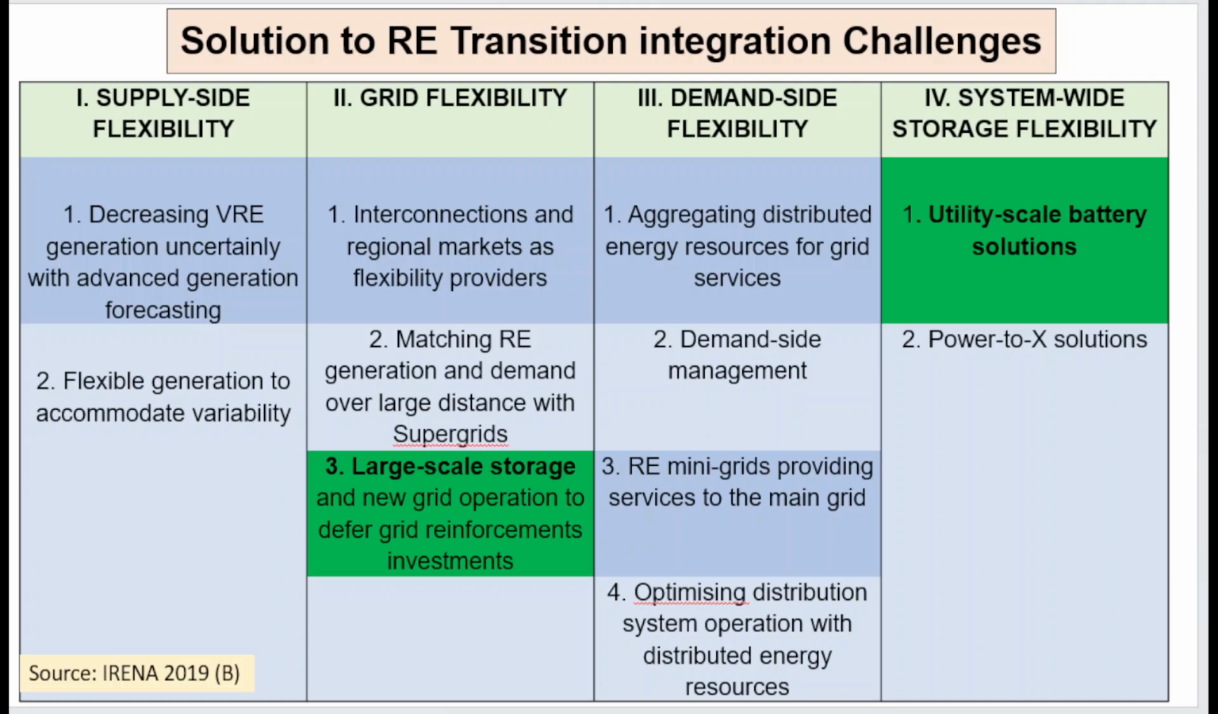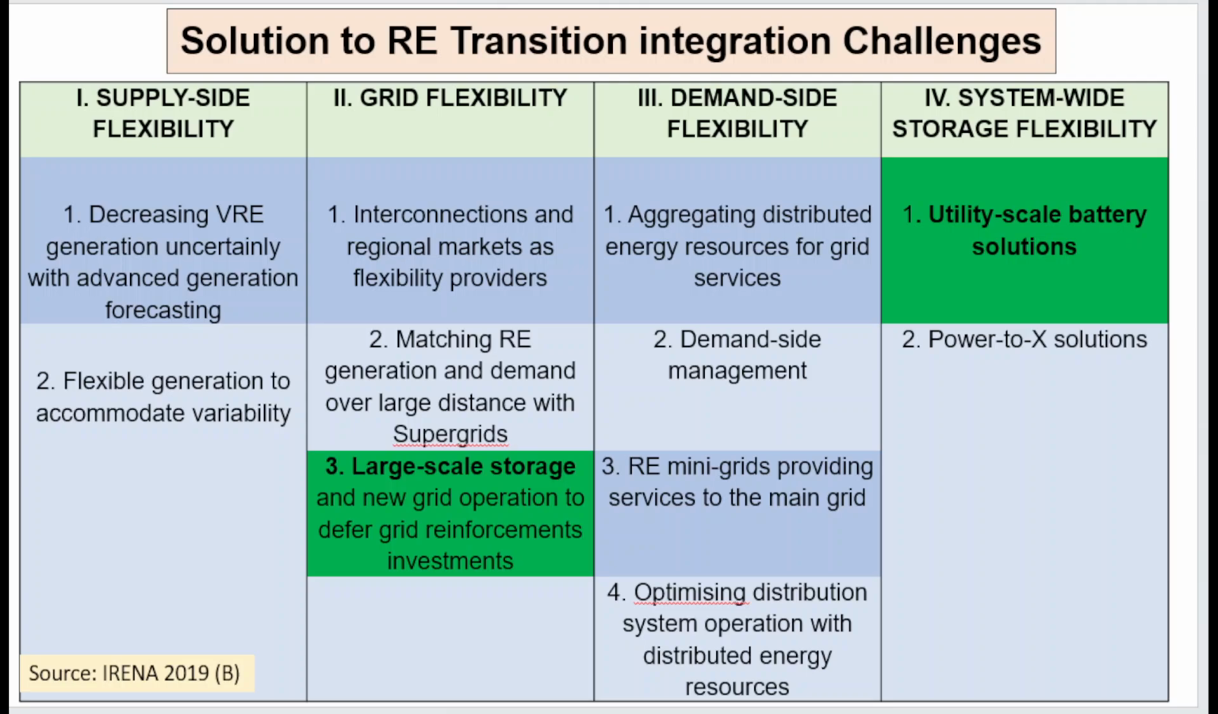Now also we have matching RE generation and demand over large distance with super grids. If we have super grids, large grids, then at a certain pocket we will have more generation, but demand will be less. So demand can be more at some other pocket. So the region where generation is more, that region can supply the energy to the region where demand is more. Now, large scale storage. So, that is already discussed. If we have storage at the transmission end, we can store the excess energy and supply it during the deficiency of the electricity.